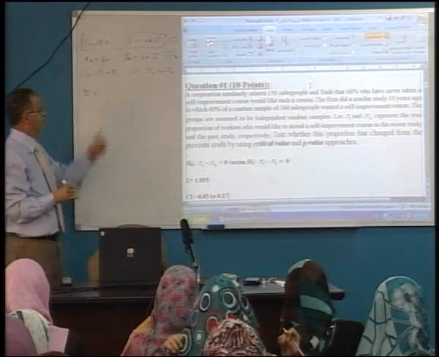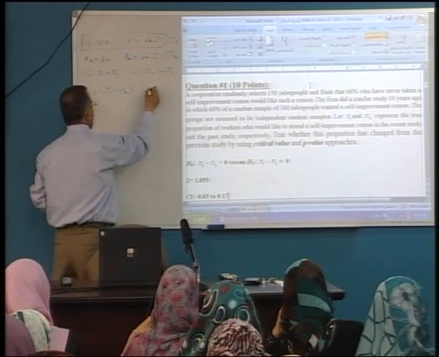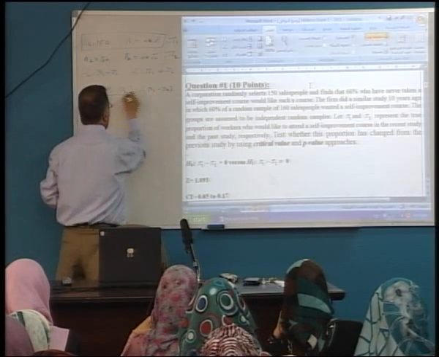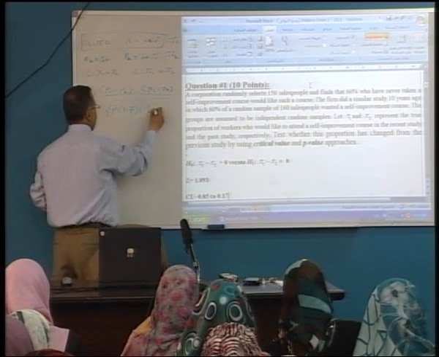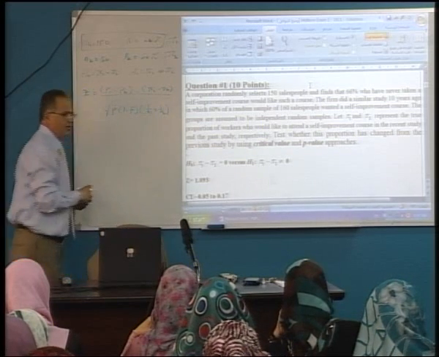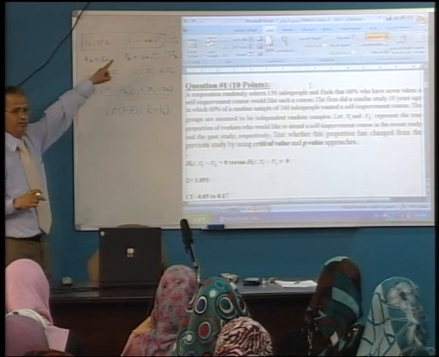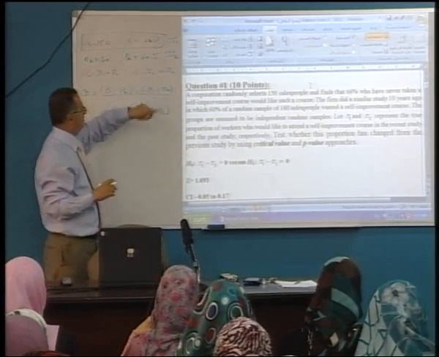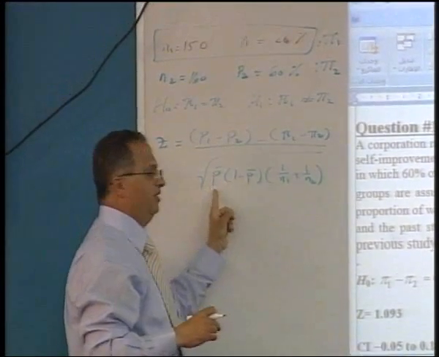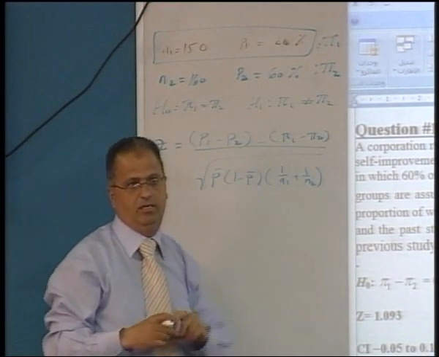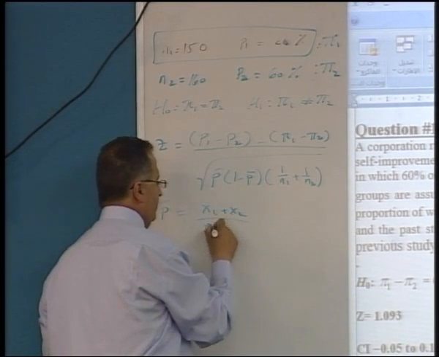In this case, your z statistic should be p1 minus p2 minus (pi 1 minus pi 2), divided by the square root of p dash times (1 minus p dash) times (1 over n1 plus 1 over n2). Now p1 and p2 are given. Under the null hypothesis, pi 1 minus pi 2 is 0. So here we have to compute p dash, which is the overall proportion, and p dash equals x1 plus x2 divided by n1 plus n2.